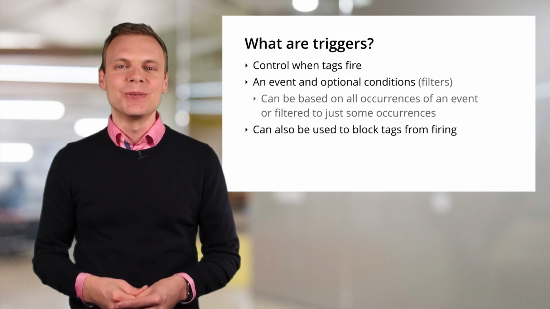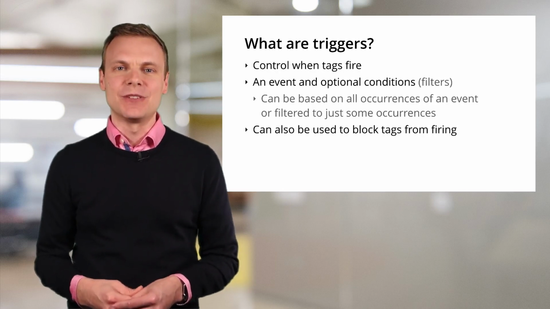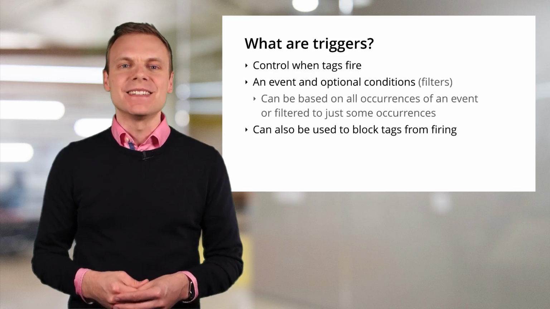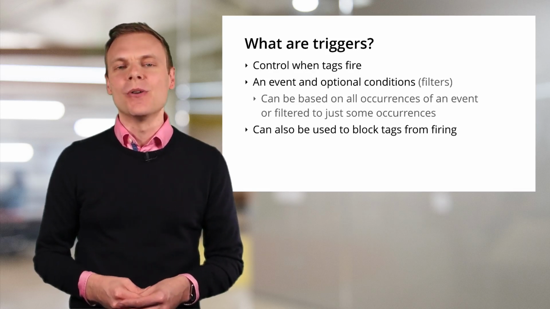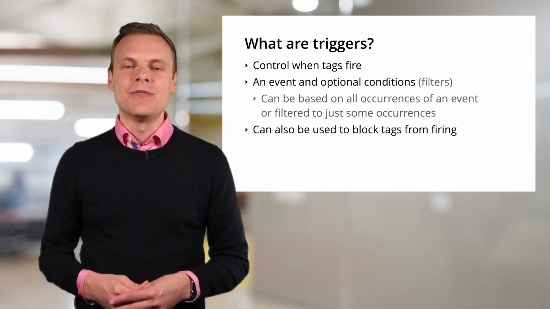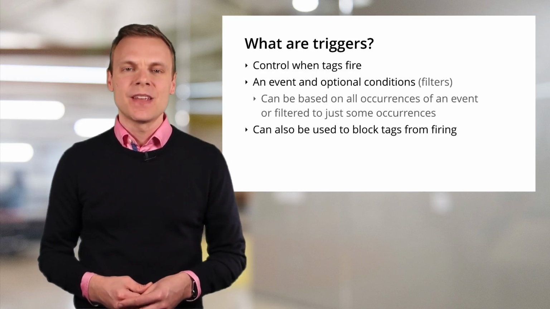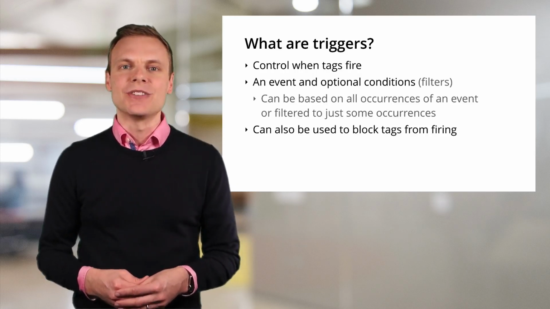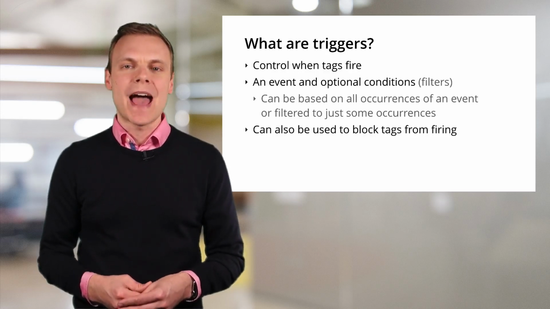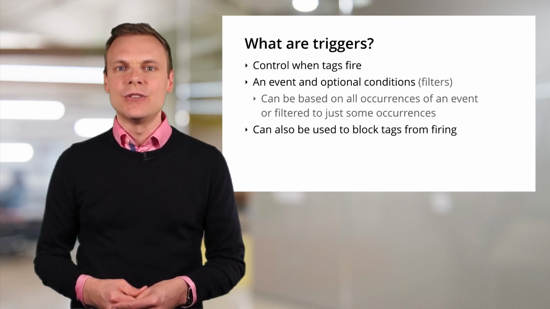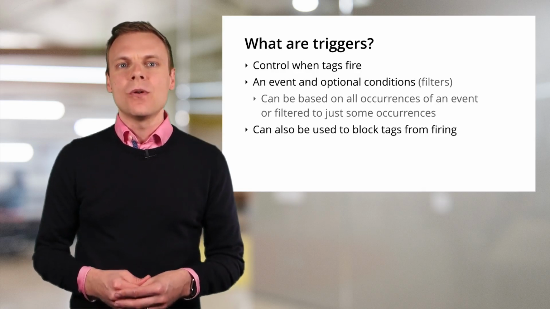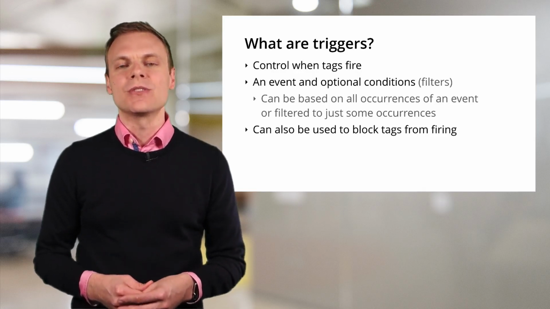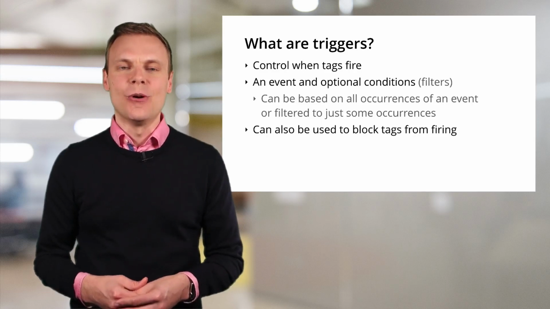Triggers allow you to tell Google Tag Manager when you want a tag to be fired. Google Tag Manager listens for interactions on your website. These interactions are called events, but they're not the same as events inside Google Analytics. For example, Google Tag Manager knows when somebody clicks a button within a page on your website, it knows when a page is loaded, and even if an error occurs.